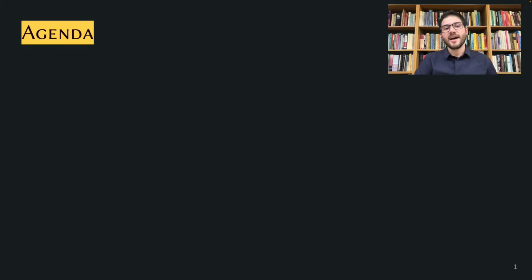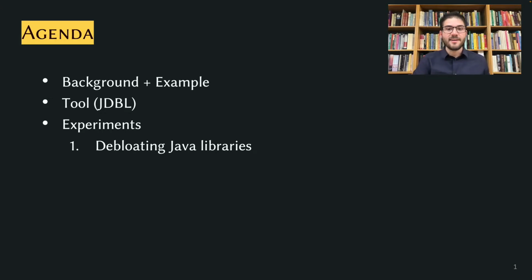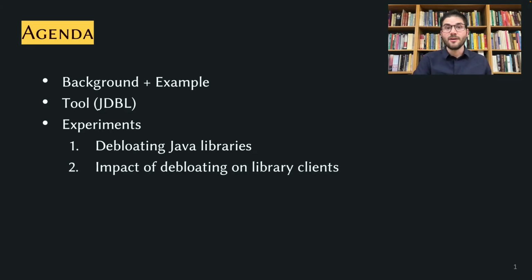Let me show you the agenda for this presentation. First, I will give a little bit of background about software bloat, and I will present an illustrated example of the problem that we are trying to solve in this work. Then, I will give details about our tool called JDBL, which focuses on debloating Java bytecode using dynamic analysis and code coverage tools. Next, I will present our experiments and results when debloating libraries and assessing the impact of debloating on their clients. And finally, I will present our key conclusions and the future work.